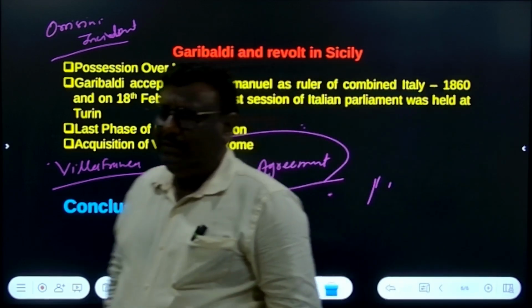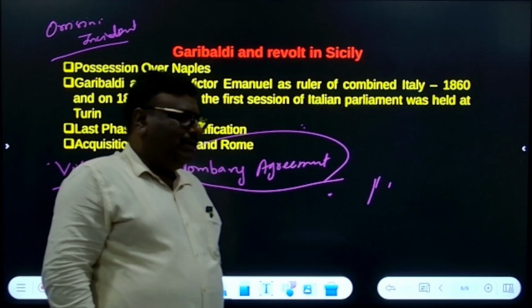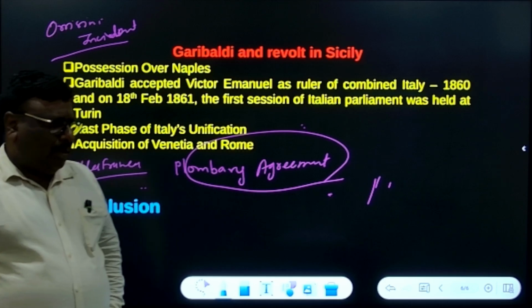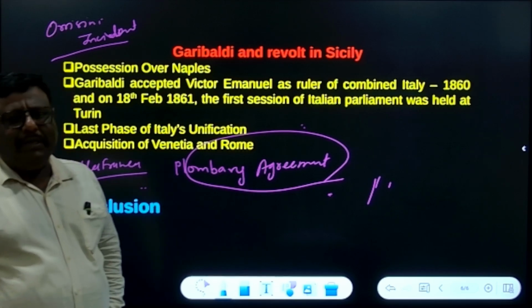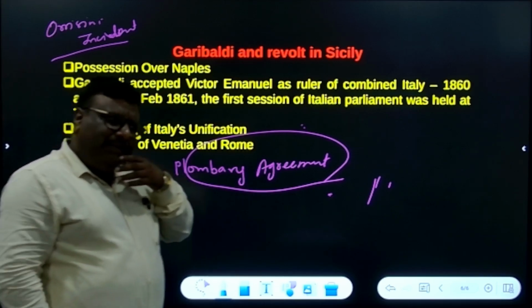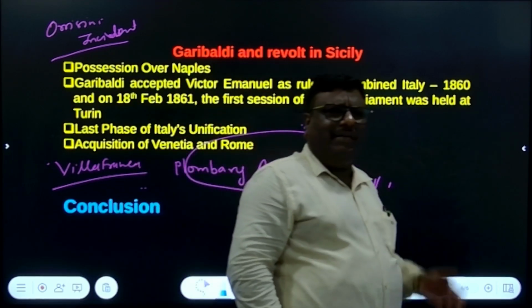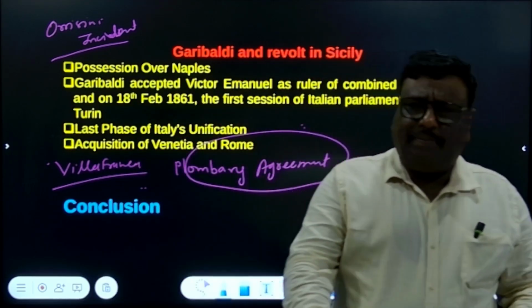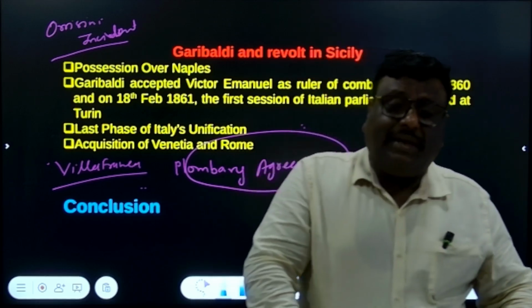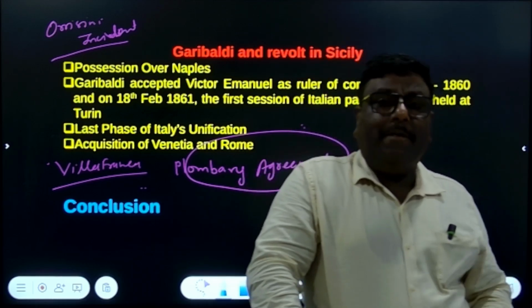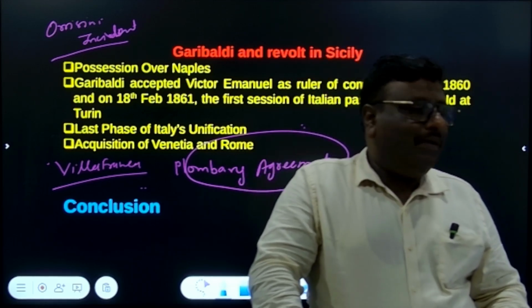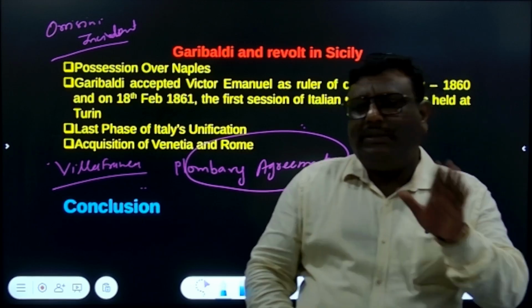This Villafranca Treaty once again hampered the prestige of Cavour. And after this Villafranca Treaty, Cavour was highly criticized in his country, Sardinia. Actually, why did Cavour have to sign this Villafranca Treaty?